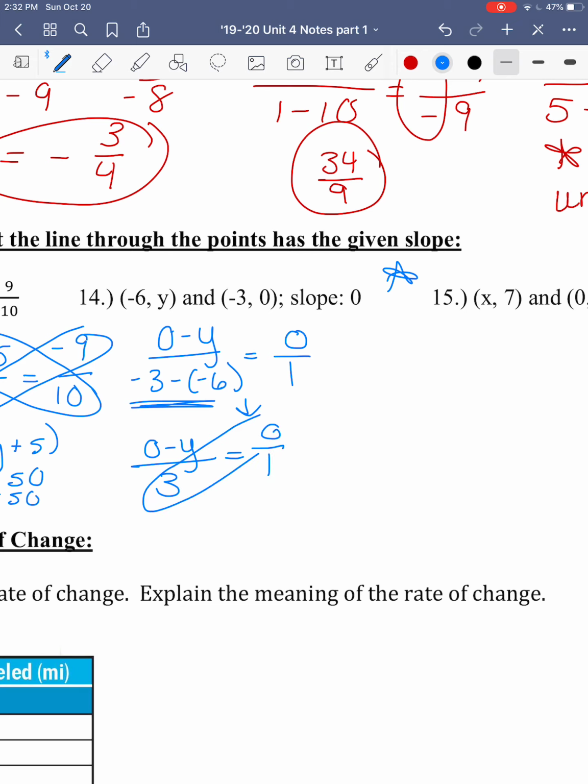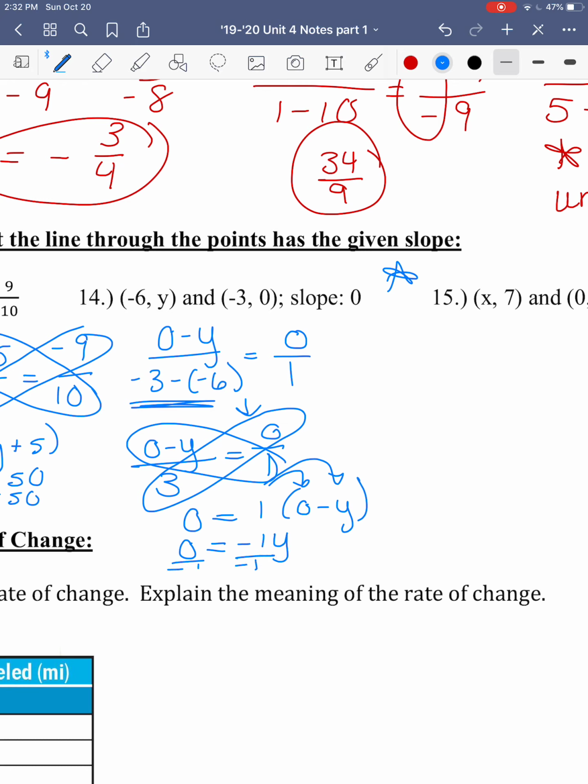So we'll cross multiply, right? That gives me 0 is equal to, I've got 1 times 0 minus y. And I'll distribute the 1. So I get 0 is equal to, well, 1 times 0 is 0, and then 1 times negative y is just negative 1y. Divide by negative 1. And I get this kind of funny problem where you'll just get that y is equal to 0. That's it.